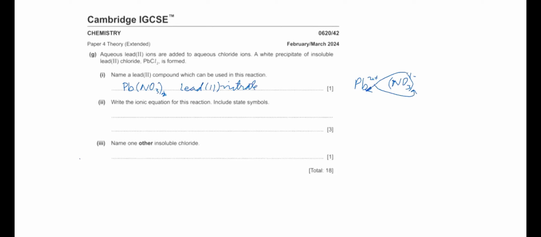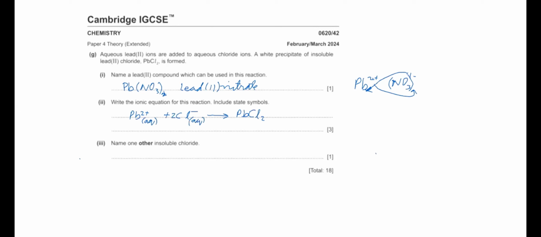Write the ionic equation for this reaction. Because this is the reaction between lead ions and chloride ions, use lead and chloride on the reactant side, and lead(II) chloride is the product. So write the formula of lead(II) chloride here. For writing the correct equation, there is 1 mark. For balancing, there is 1 mark. And for using correct state symbols, it is 1 mark. These are in aqueous form as already written here. So this is the hint.